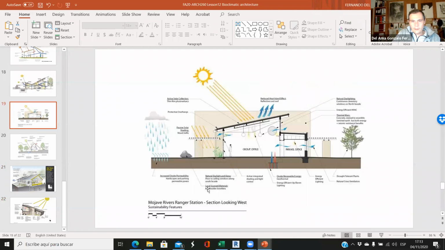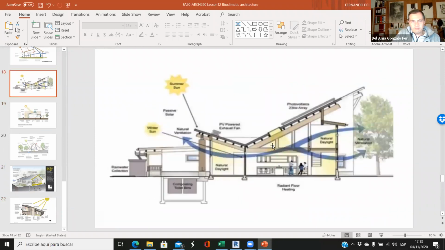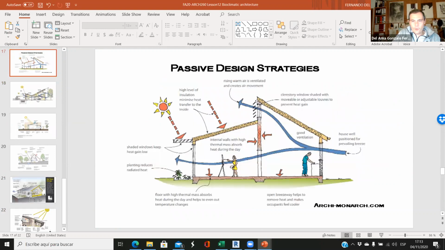So here you have different examples of sections. You can use a hand drawing like this. It's nice. With this hand drawing, you can include the PV panels, clerestory windows. We have not talked about these natural ventilation strategies. This is more for warm climates. Well, but you can include greenhouses.